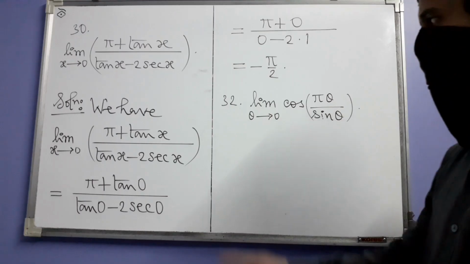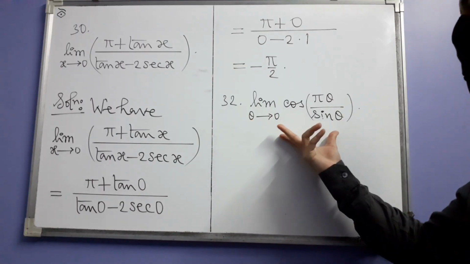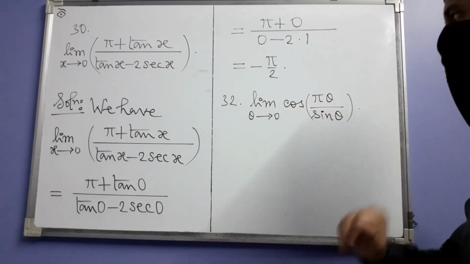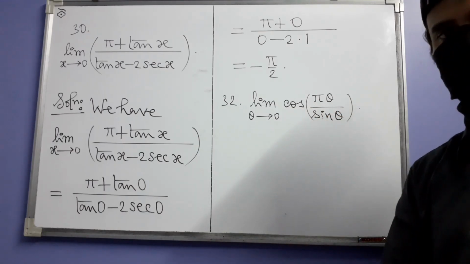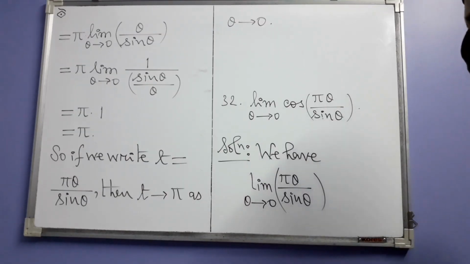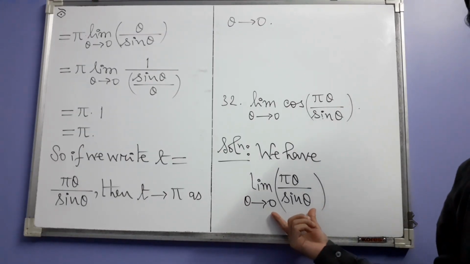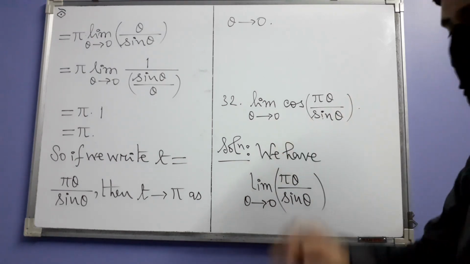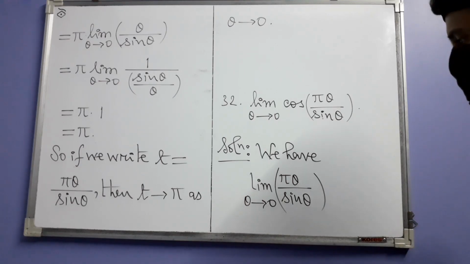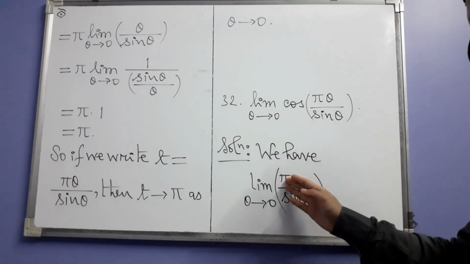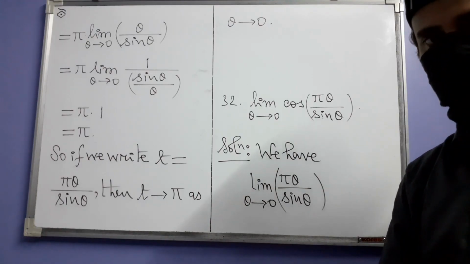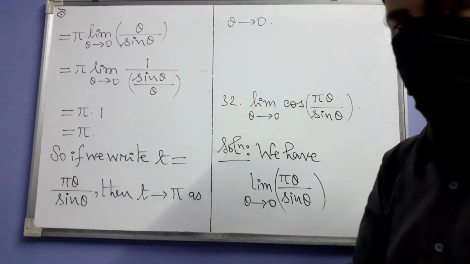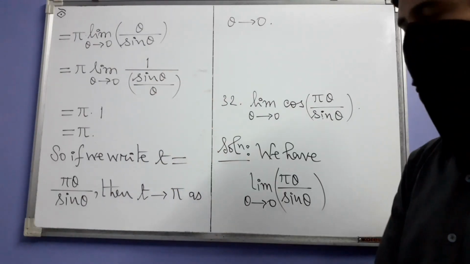Next, let us consider 32, and here we have to calculate this limit. Limit of cosine of pi theta divided by sin theta as theta approaches 0. We start the solution with this limit. Let us first see what happens to pi theta divided by sin theta as theta approaches 0. So, pi of course immediately comes outside because it's a constant, and then you can write theta divided by sin theta like this, the reciprocal of sin theta divided by theta.